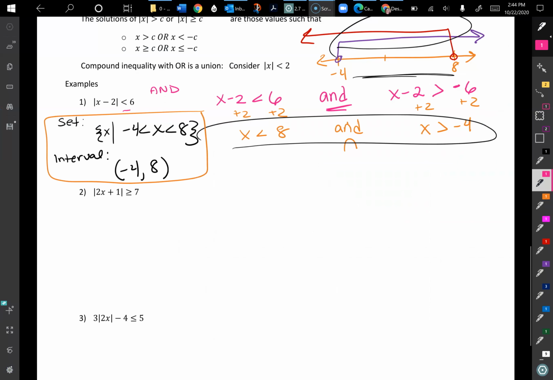Now this next problem, we have a greater than or equal to, so this is going to be an or situation. So if you are taking a quiz or a test on this, I would have this sheet handy, or when you're doing your homework.